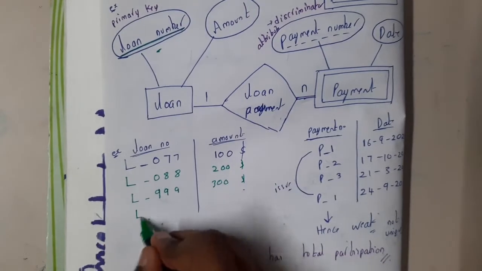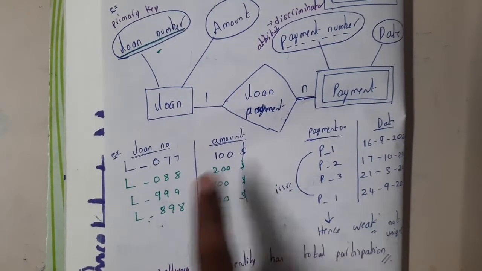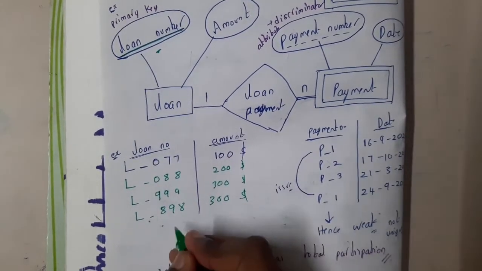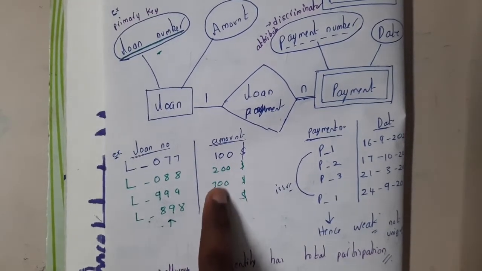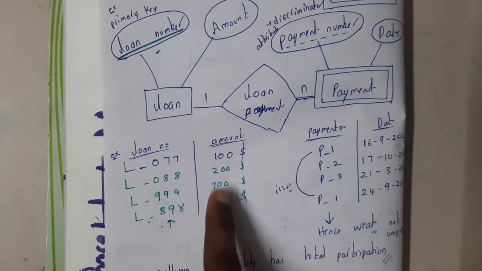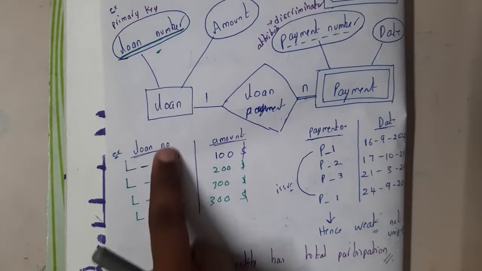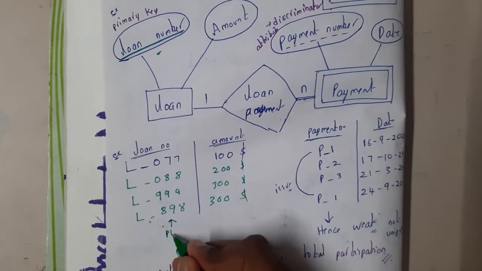Let us take one more thing. In this table, using which attribute can I identify a particular row, guys? Only using loan number can I do it, because if I try to select amount, 300 is repeated twice, or 200 might be repeated in future, but loan number will never repeat, right? So this is uniquely identified. So this is indirectly a primary key.